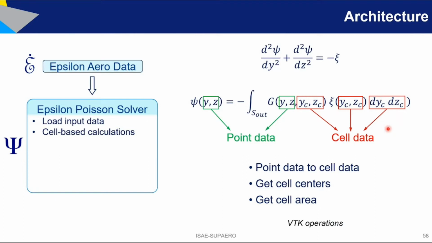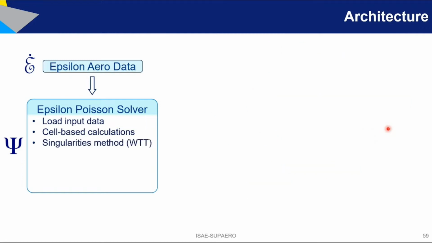And of course, these are all VTK operations. And again, if you want to improve the code, you want to adapt it to your needs, you can still access the code and modify those VTK operations. And the next step is to compute the singularities method.